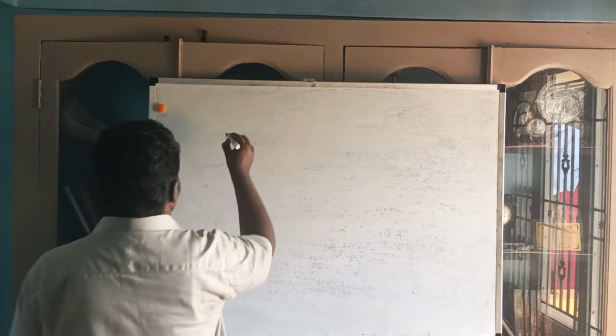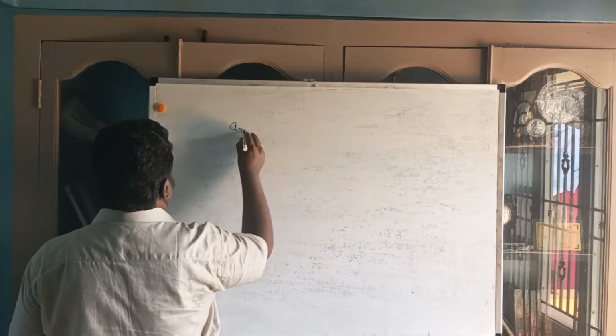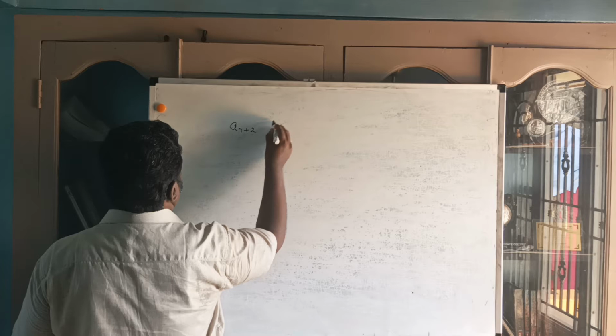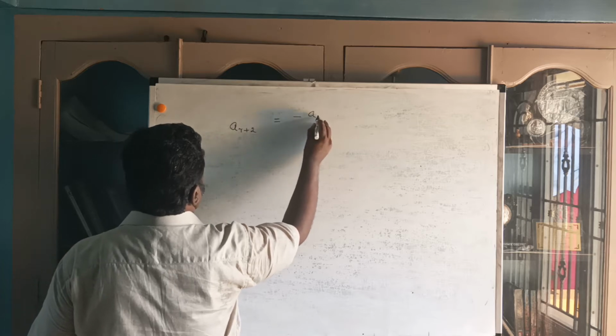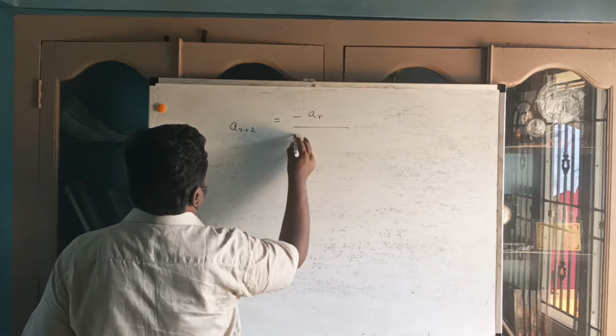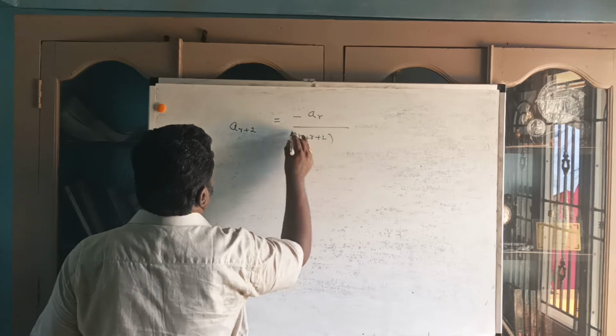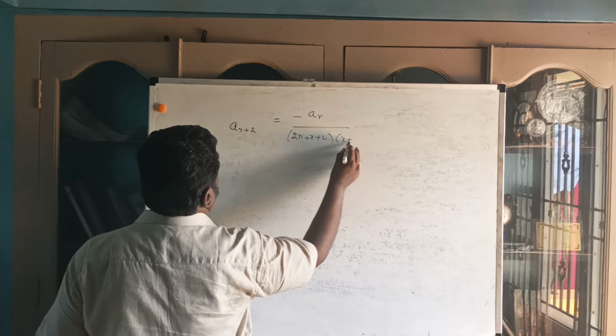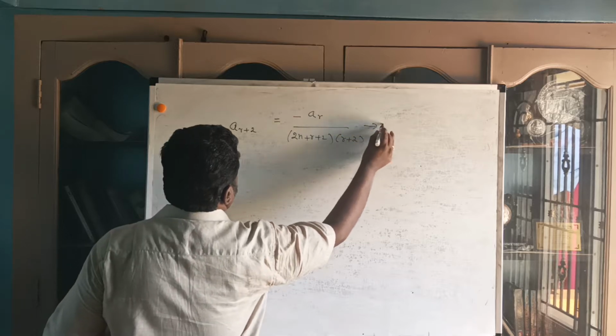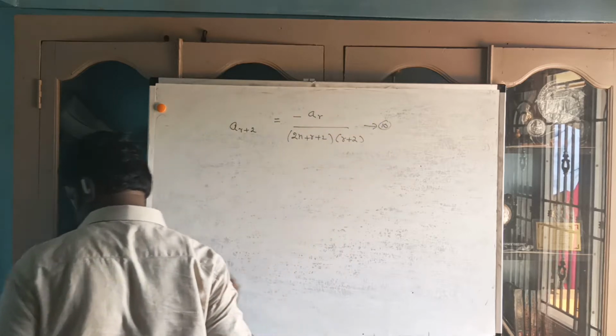Now we have to continue the Bessel's equation. In the last lecture, we ended with equation 10. It is A(R+2) equal to minus A_R divided by (2n + R + 2)(R + 2). This is equation 10.